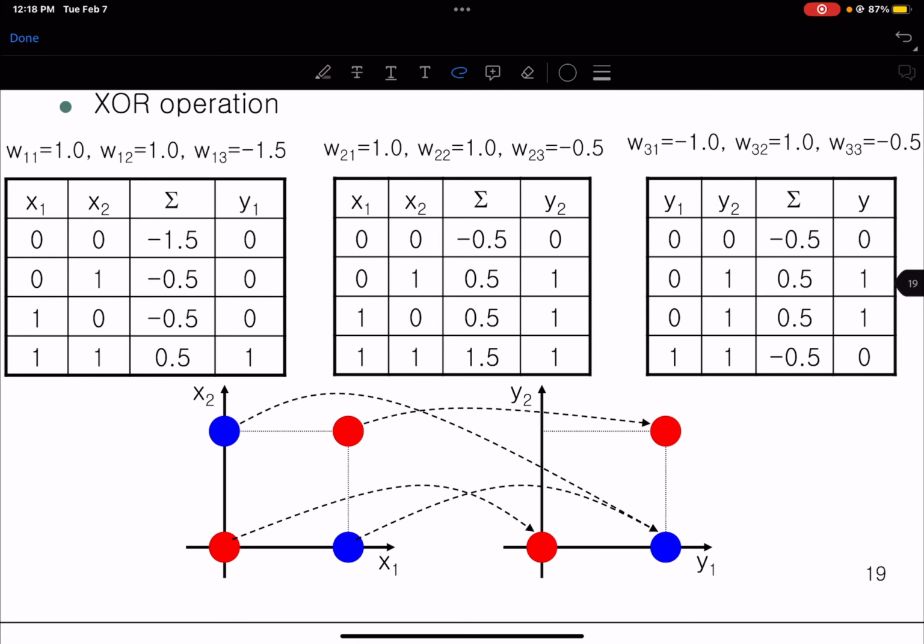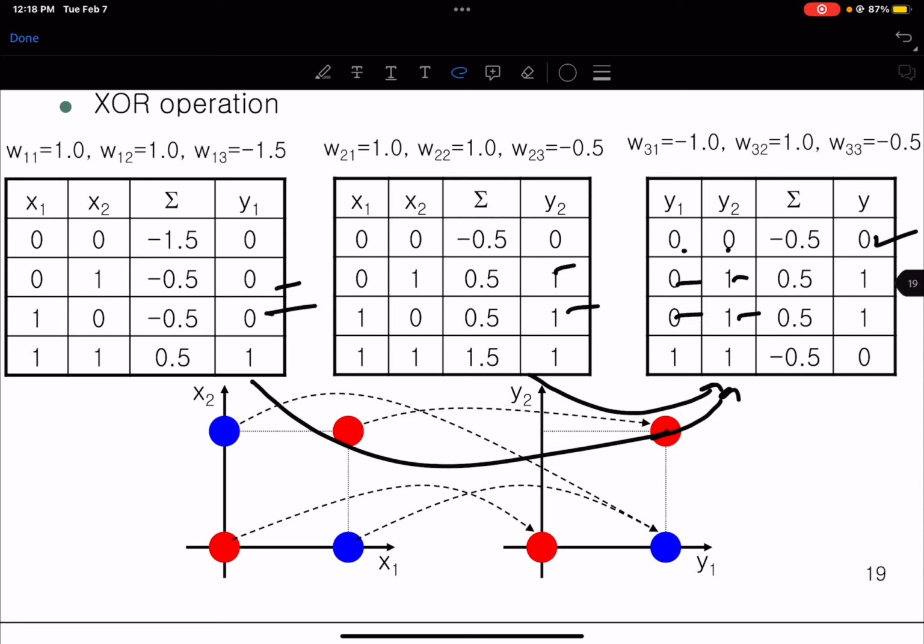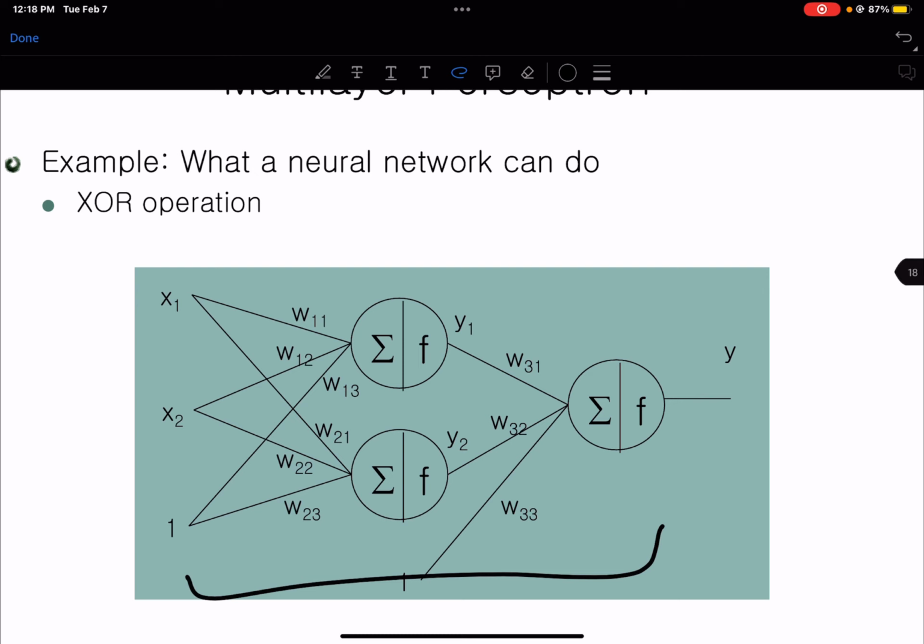And then in the next step, it will be the combination, or it will take the input from both of these designed functions. So for y1, when it is 0, 0, you should have a 0. And in both cases, we have 0, 1 and 1, 0. So it should give us a 1. Otherwise, when both are 1, it should give us a 0. So we define the weight values accordingly, set the weight values for our neuron, multilayer perceptron.